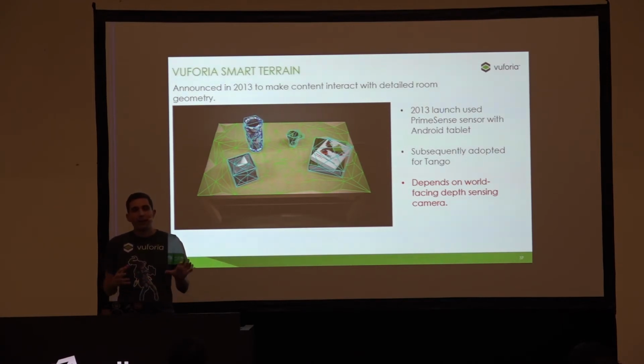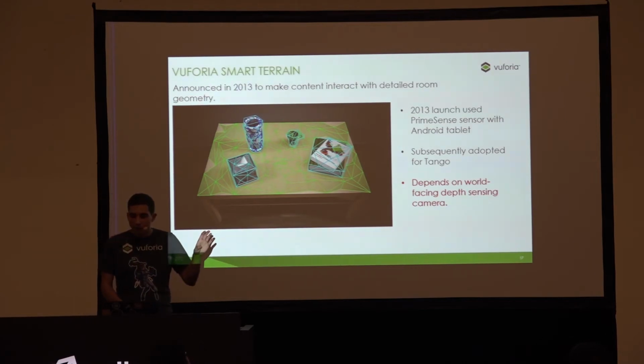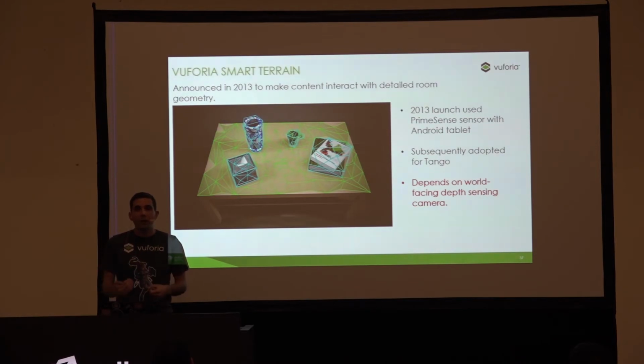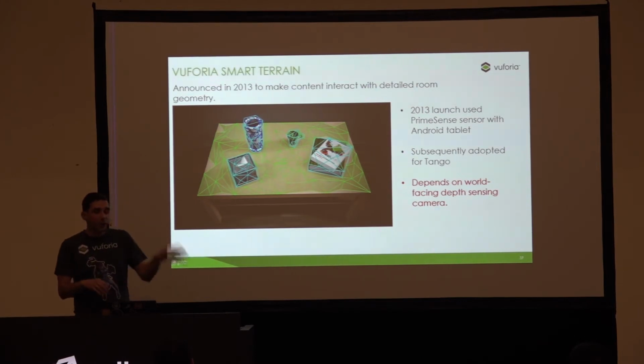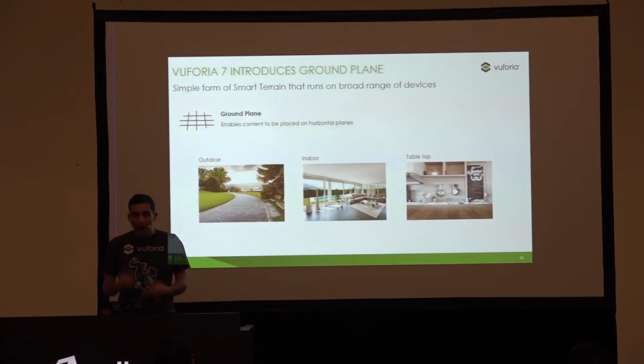But we can't get that same high-resolution mesh detail with a regular RGB camera. What we can do is use that RGB camera along with the other sensors on the phone, and we can determine where flat surfaces are. So we can detect floors and tables and any sort of planar surface. And that's where Vuforia introduces something called Ground Plane.